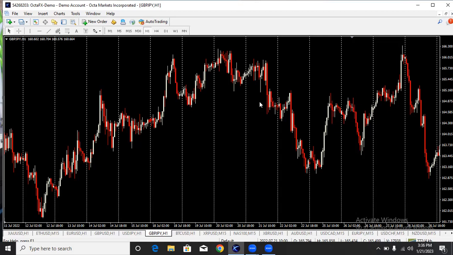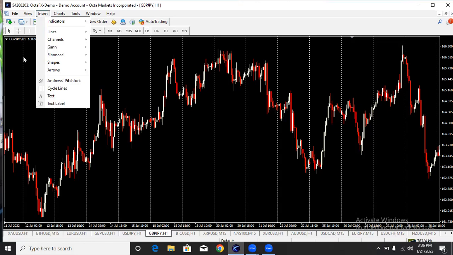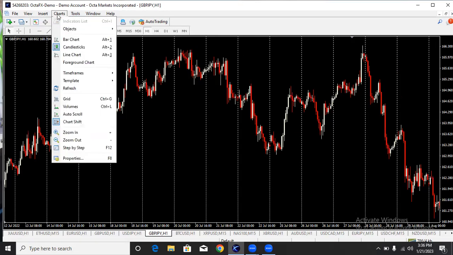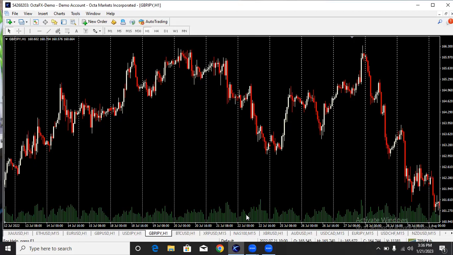And one of the ways I trade my demand and supply zones is the use of VSA, that is volume spread analysis. I want to add volume to my chart here. So I'll look for volume to add, and I'm adding it here. Now these are volumes. All these green things you are seeing are called volumes.